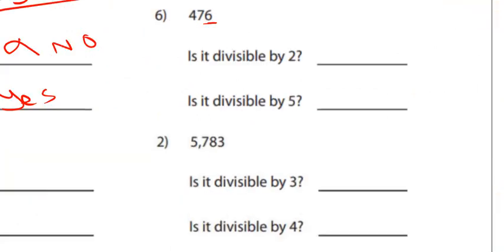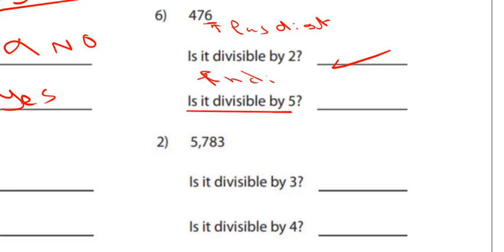Let's check this one. Is this number divisible by 2? This number is even. The last digit is even. So this number is divisible by 2. Is this number divisible by 5? The last digit must end in 0 or 5. So this number is not divisible by 5.